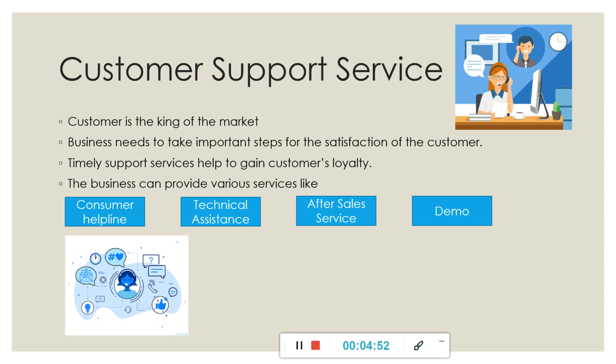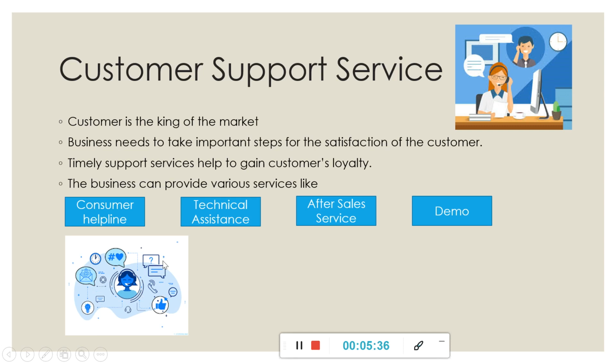Next, the business needs to take every possible effort to provide support service to the customer. Timely support service helps you to gain your customers' loyalty. Customers' loyalty gain करने के लिए what you need to do, you have to provide as a business proper customer support service. That means उनके जो feedbacks हैं, उनके जो problems हैं, वो जितनी जल्दी business solve करेगा, that means the customer becomes loyal toward the product. यहाँ तक clear हुआ? The business can provide support services like pre-sale, consumer helpline, technical assistance, after-sale service, demonstration and so on.